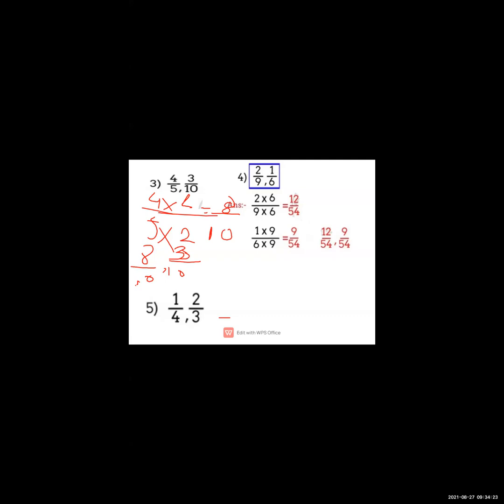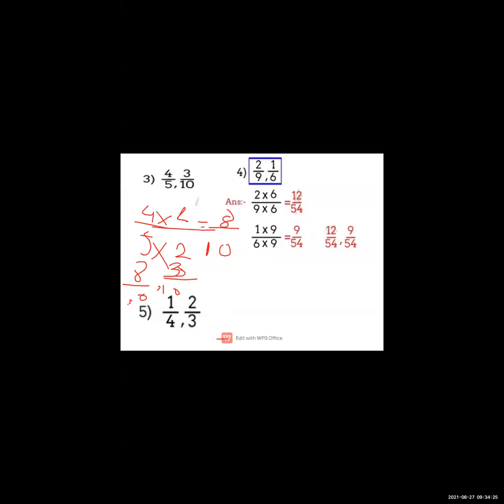See here. First fraction is 2 upon 9, and that we will multiply by the second fraction denominator. What is the second fraction denominator? It is 6. 2 6s are 12. 9 6s are 54.